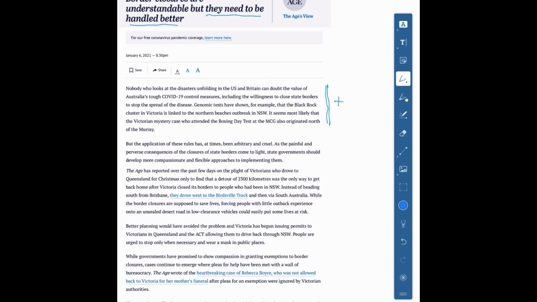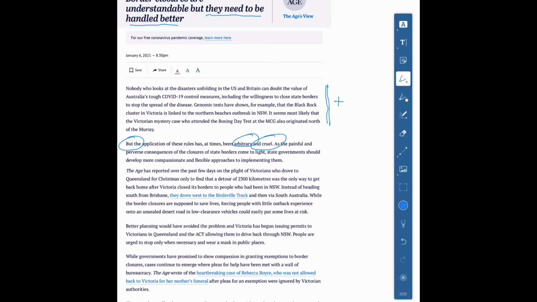But now have a look at the second paragraph. The second paragraph starts with but. And you know but connects two things in contradiction. The contradiction is very clear with the use of arbitrary and cruel. As the painful and perverse consequences of the closure of the state's borders come to light, state governments should develop more compassionate and flexible approaches to implementing the policies of closing the borders.